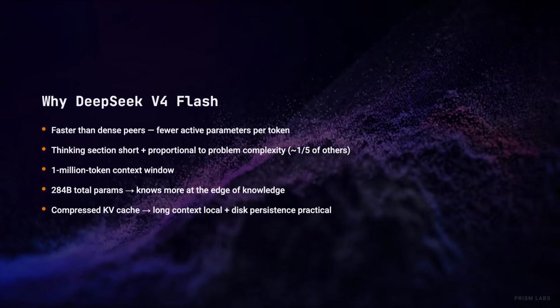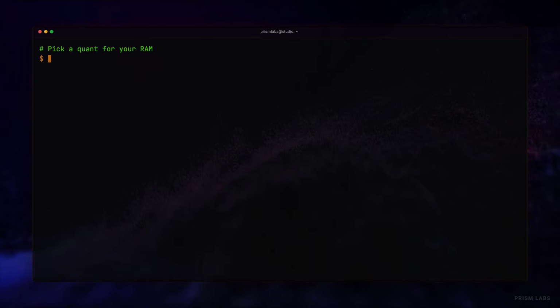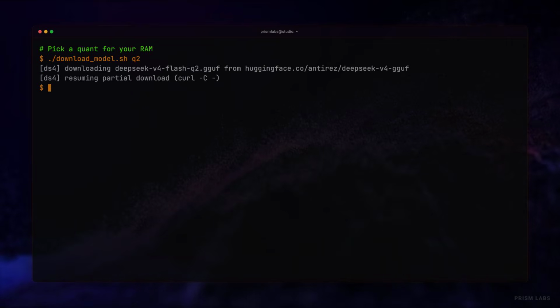That's the 7-point case for why a standalone engine for one model is worth the effort. Install is a small dance. First, download the quant for your RAM. ./download_model.sh q2 for 128 GB machines. ./download_model.sh q4 for 256 GB or more.